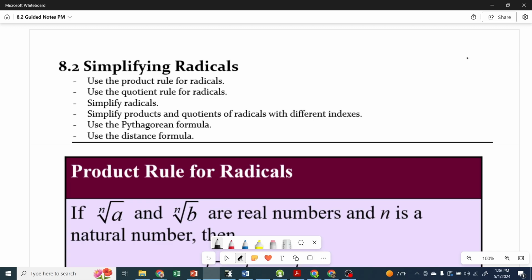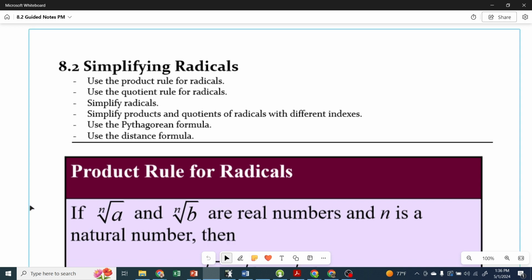Welcome to Unit 8, Section 2, Simplifying Radicals. After this lesson, you'll be able to use the product rule for radicals, the quotient rule for radicals, simplify products and quotients of radicals with different indexes, use the Pythagorean theorem, and then use the distance formula.